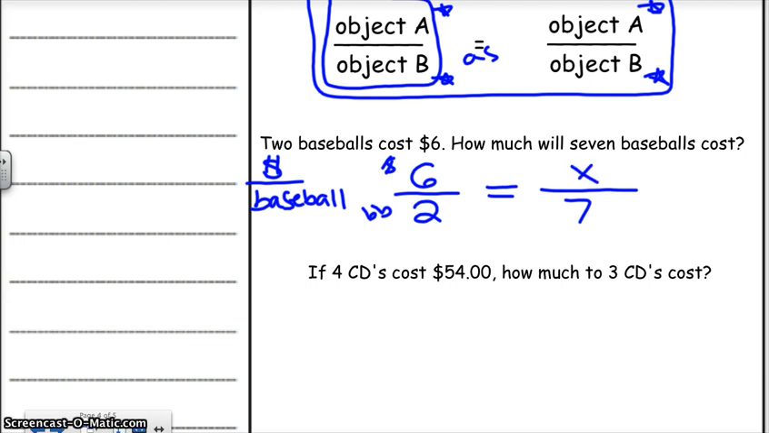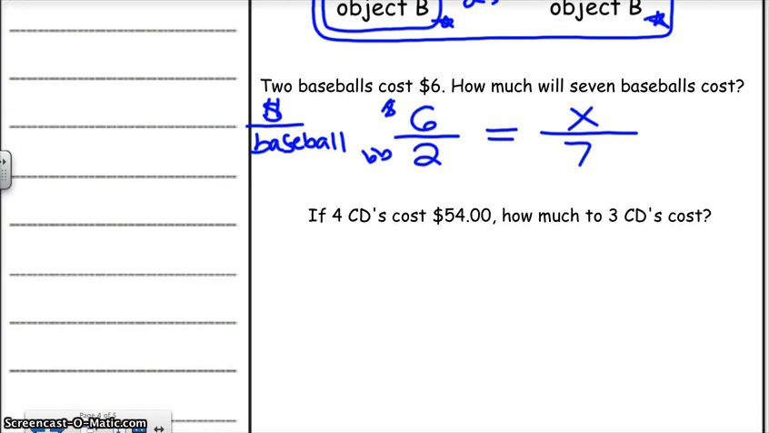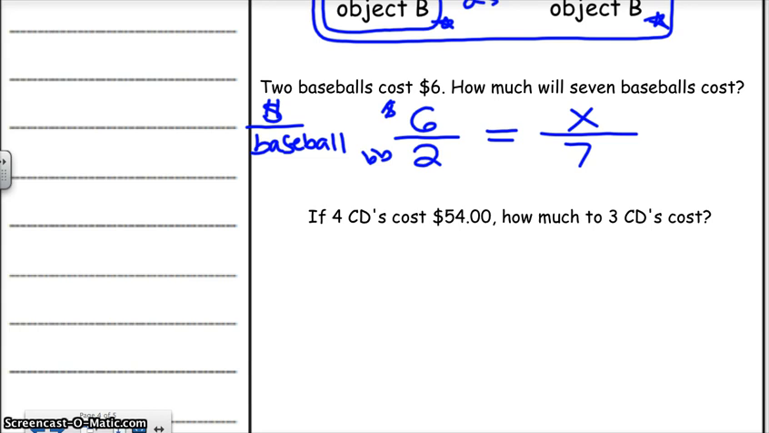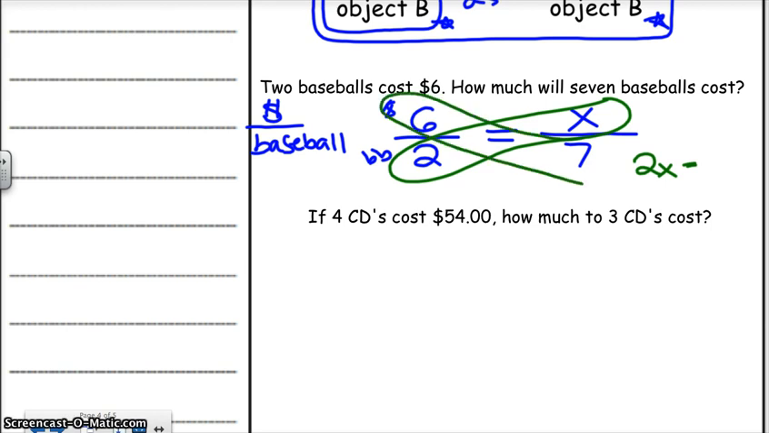And now I put an X, and I'm going to solve. I solve with the cross product. So I set it up with 2 times X is equal to 6 times 7, which is 42. X is equal to 21. 21 bucks for 7. 21.